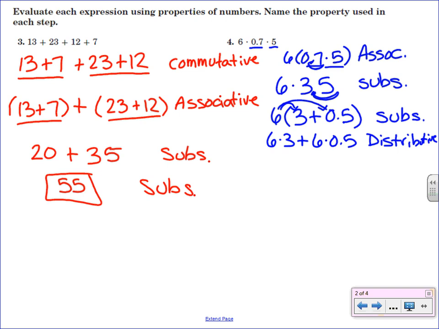Well, 6 times 3 is 18. 6 times 0.5 means half of 6, which is 3. So I end up with 21. So that's a substitution. And then that equals 21, which is a substitution. So the whole point of the commutative, associative, and distributive property is to be able to do this mental math stuff and not immediately reach for your calculator.